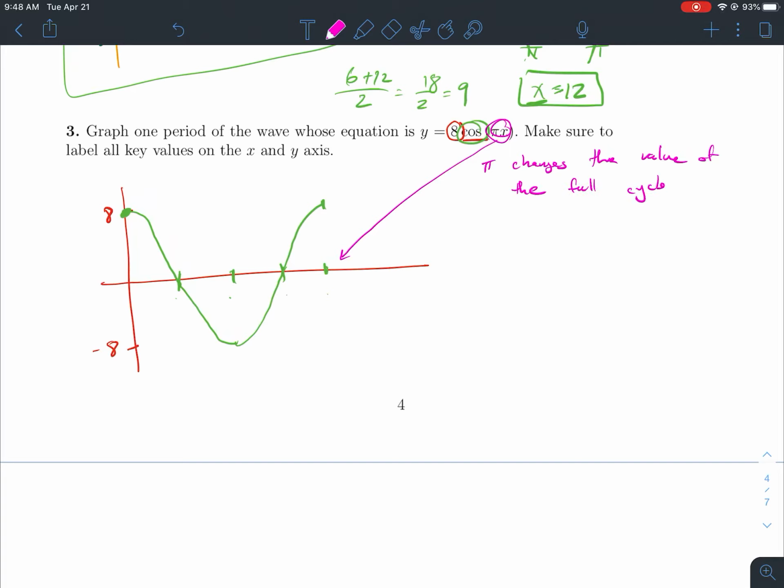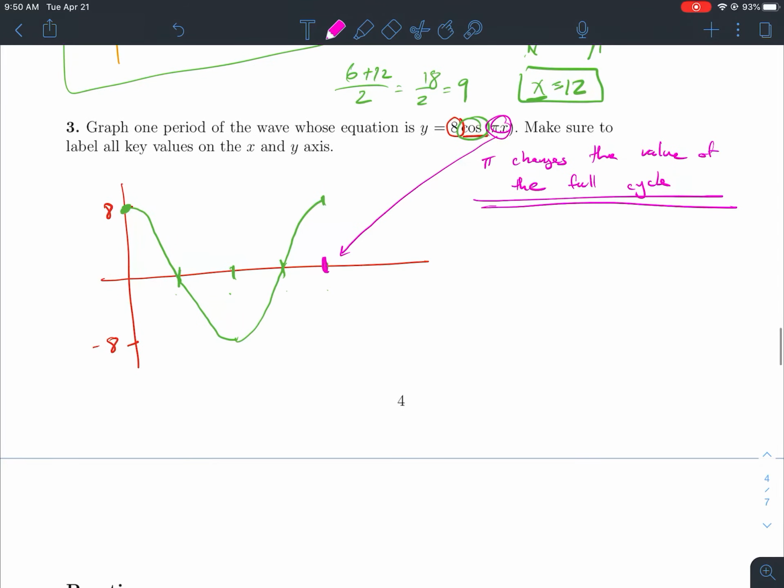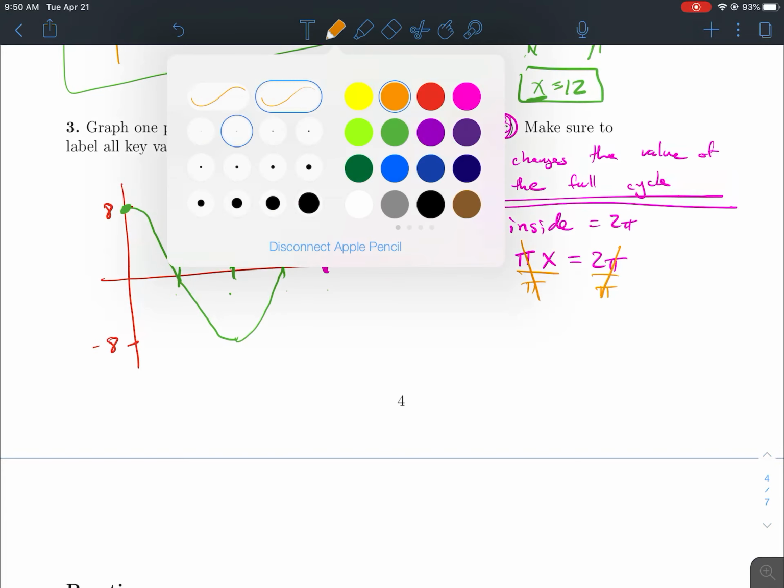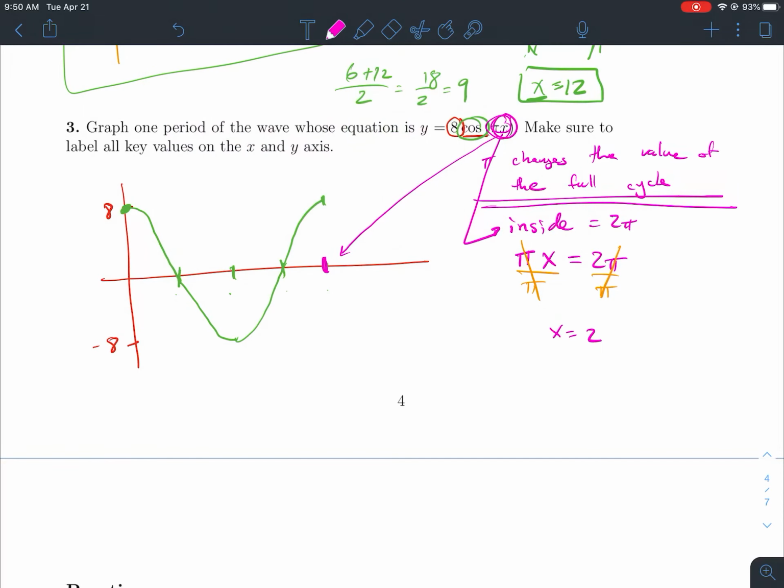Of the full cycle. So the way that it changes it, right, is we want to know, to complete a full cycle, the inside has to equal 2 pi, because that's a full cycle. The inside here is pi x. So we want that to equal 2 pi, because then it will make a full cycle. Solving for x here, we divide by pi on both sides. And we find that we'll complete a full cycle when x equals 2. So we put 2 here for the full cycle.